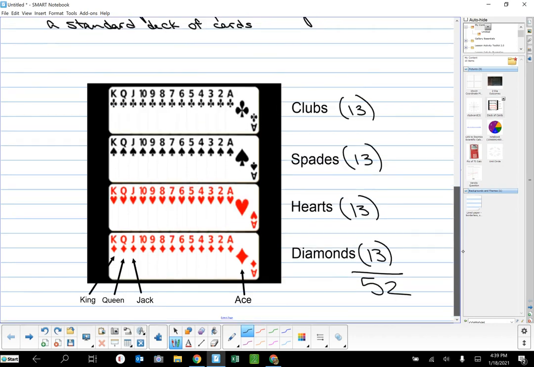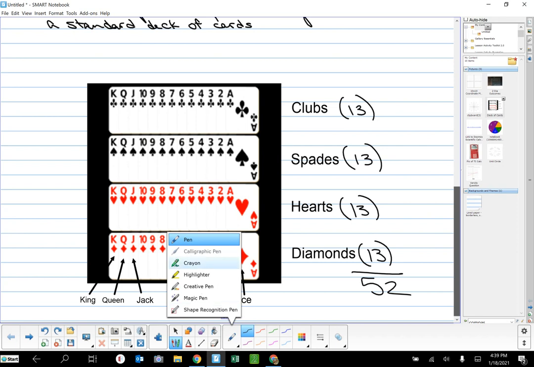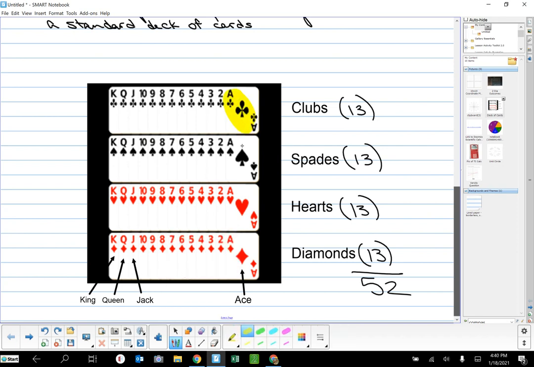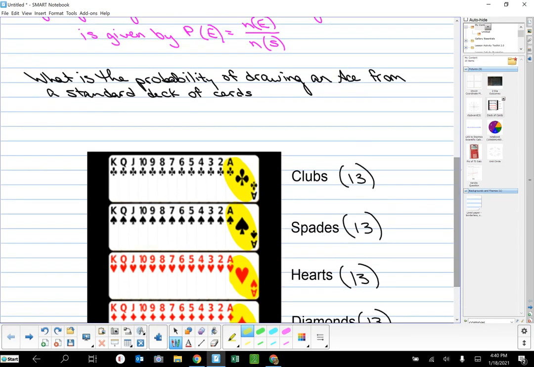So the likelihood of drawing an ace, well, there's 4 of them, right? We have an ace of clubs, an ace of spades, an ace of hearts, and an ace of diamonds. So there's 4 aces in the deck, and there's a total of 52 cards.